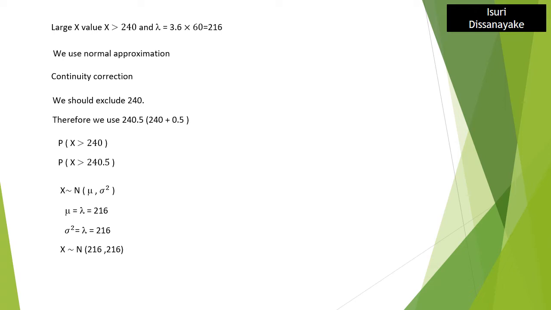So we know, according to the previous presentations which I explained to you, that the mu and the sigma squared of the Poisson distribution are the same as the lambda value. So here lambda is equal to 216, mu is equal to 216, as well as sigma squared is also equal to 216, the same lambda value, and we can write it as x is normally distributed with 216, 216.